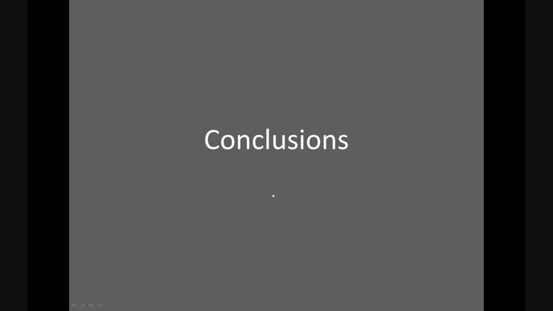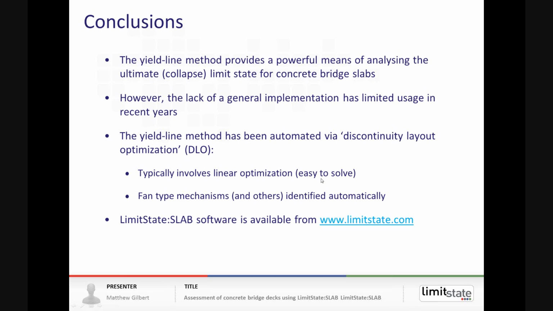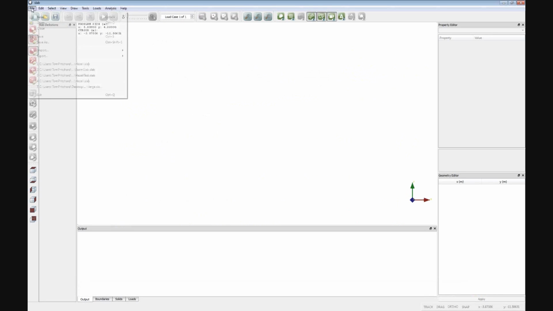Okay, so conclusions from the point of view of automating the yield line method. Lack of a general implementation has limited usage in recent years. That's now been addressed via the use of discontinuity layout optimization. Linear optimization problems are easy to solve. Complex mechanisms such as fans and the like can be identified automatically, and the LimitState software is now available. But before I finish my part, I'll take you through a very simple example using the LimitState SLAB software.